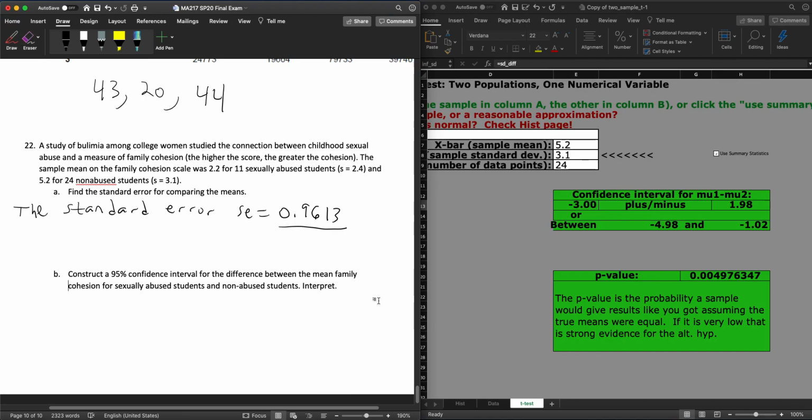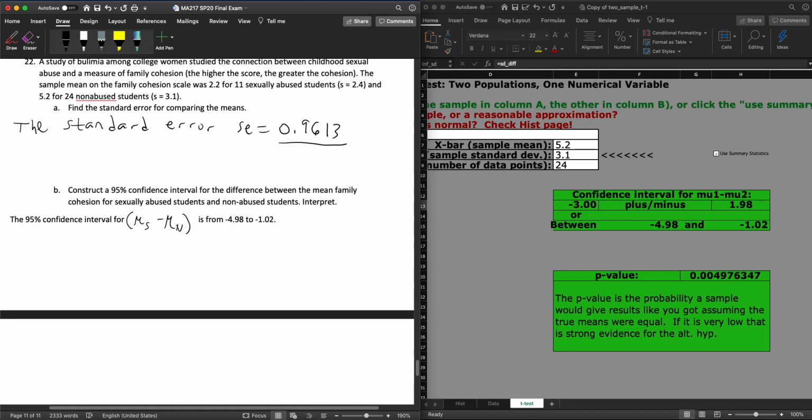So to write that as a complete sentence would be the 95% confidence interval for, and I'll write this one out because it is a pain to type, the mean for the sexually abused students minus the mean of the non-sexually abused students, is from, according to this, negative 4.98 rounded into 2 decimal point values to negative 1.02.